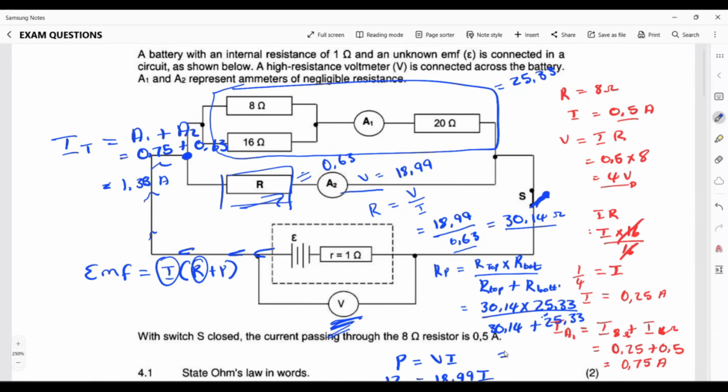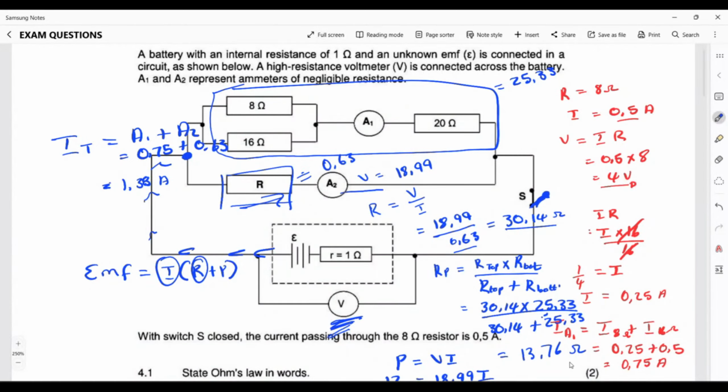And then you get a resistance value of how much? What is the resistance value? 13.76 ohms. All right, thank you.